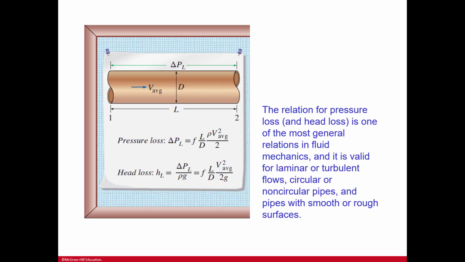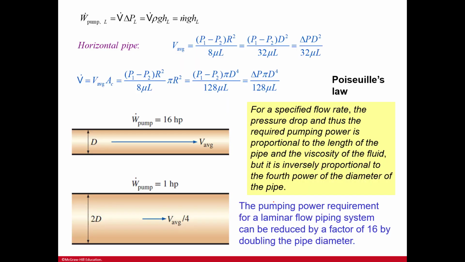The relation for pressure loss and head loss is one of the most general relations in fluid mechanics and is valid for laminar or turbulent flows, circular or non-circular pipes, and pipes with smooth or rough surfaces, so it's widely used. We have some more formulas given here. So we've got work rate of a pump, length, horizontal pump, velocity rate, and then Poiseuille's law.